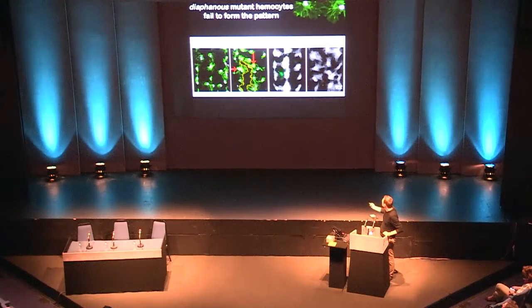And in control hemocytes, you can see that they nicely and evenly space out between themselves. However, in diaphanous mutant embryos, this fails to happen whatsoever. And if domains do form, they're irregularly spaced from one another, suggesting that indeed, in order for this pattern to emerge, contact collision repulsion dynamics need to be tightly controlled.